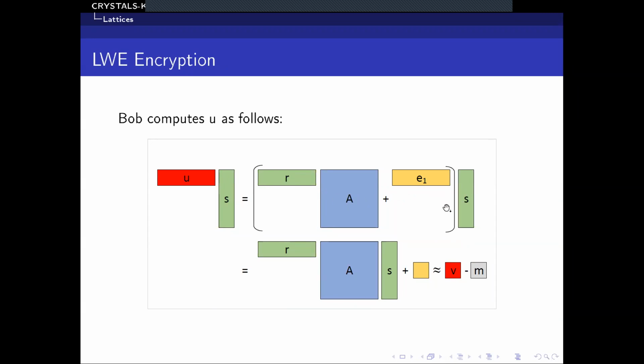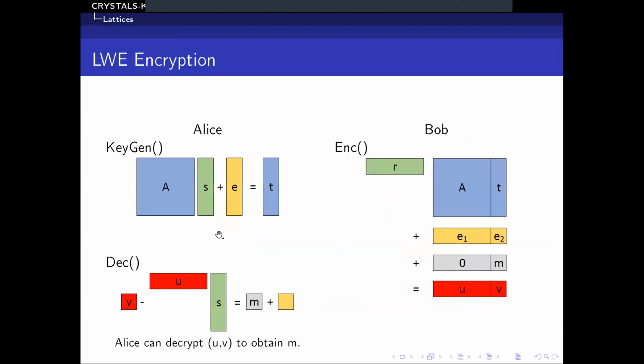And again, if we ignore the multiplication with error and show it only as small noise, we can rewrite this equation as RAS plus a small value, which is close to V minus M. Alice can use this equation to decrypt the message M. So she computes V minus US to get M plus a small value. So she can recover the message M using the given ciphertexts U and V. Any questions so far?